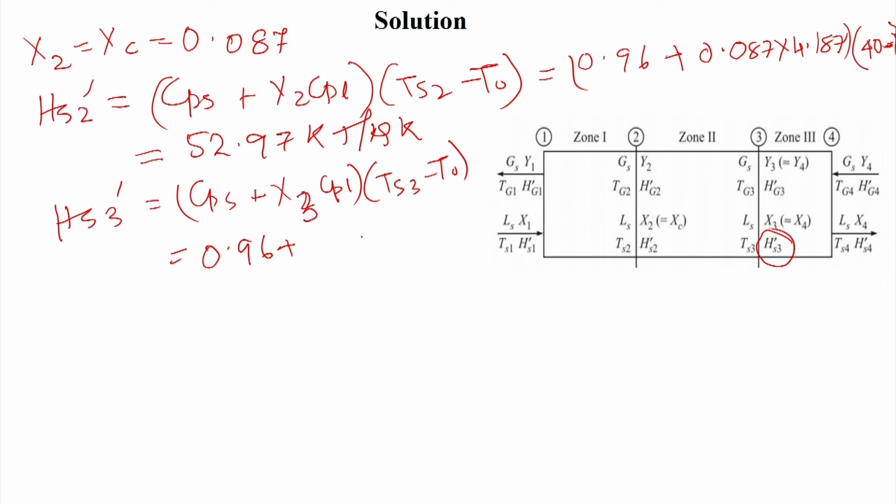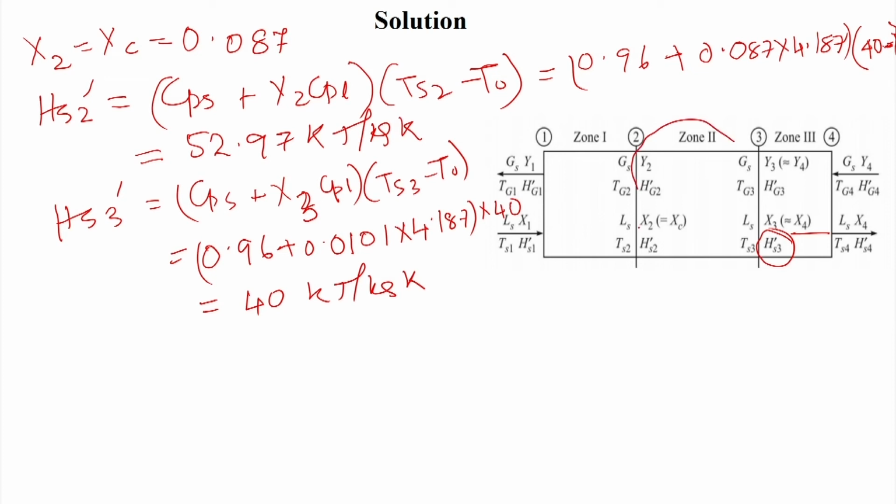That will be x3 actually, that is 0.0, and x3 and x4 are both the same. 0.0101 into 4.187 into 40. So, that is coming out as 40 kilojoule per kg Kelvin. Now, we will be doing the moisture balance in this zone 2.